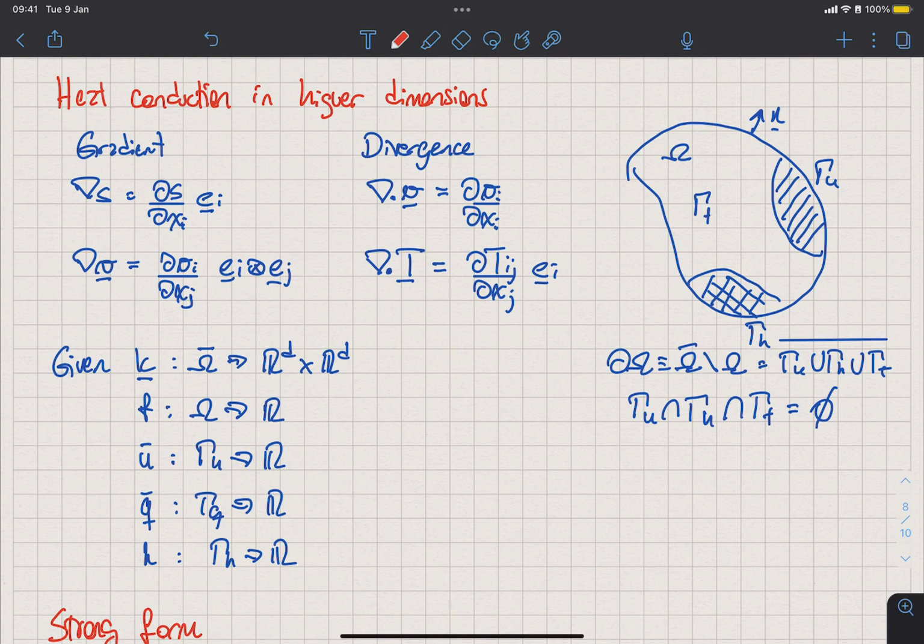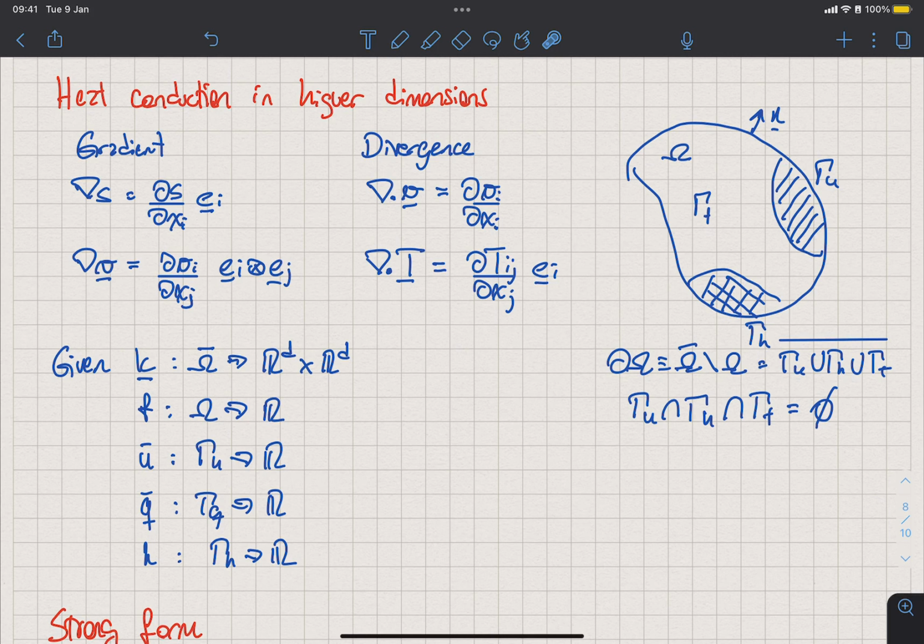Okay, so in the last class we looked at heat conduction in higher dimensions. If you remember, we first defined our domain, and we defined the boundary. Remember that the boundary is always defined as the closure of the set. That basically means the domain plus the boundary minus the open set, which is the domain.